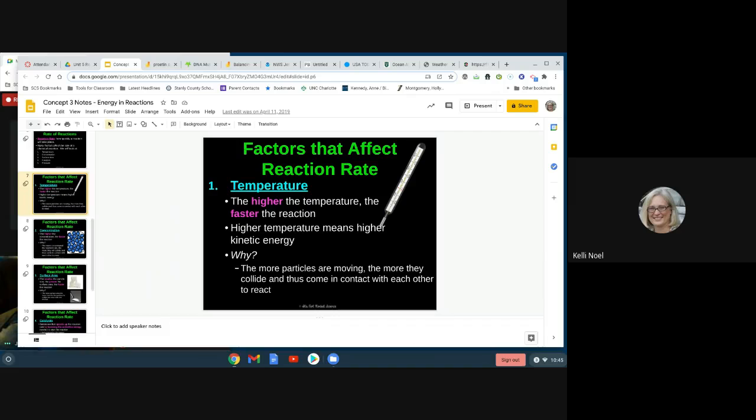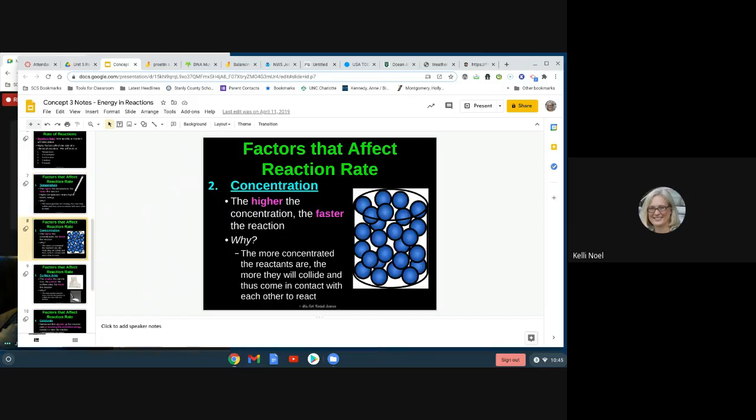I like to use the scenario if you were to walk across a bed of hot coals, are you going to go slow or are you going to go fast? Probably go fast because it's a hot, hot temperature. So, if the temperature is increased, it's going to cause the reaction to go faster. But there's more particles moving, they're going to collide, so they're going to come in contact with each other. So, increased temperature, faster reaction.